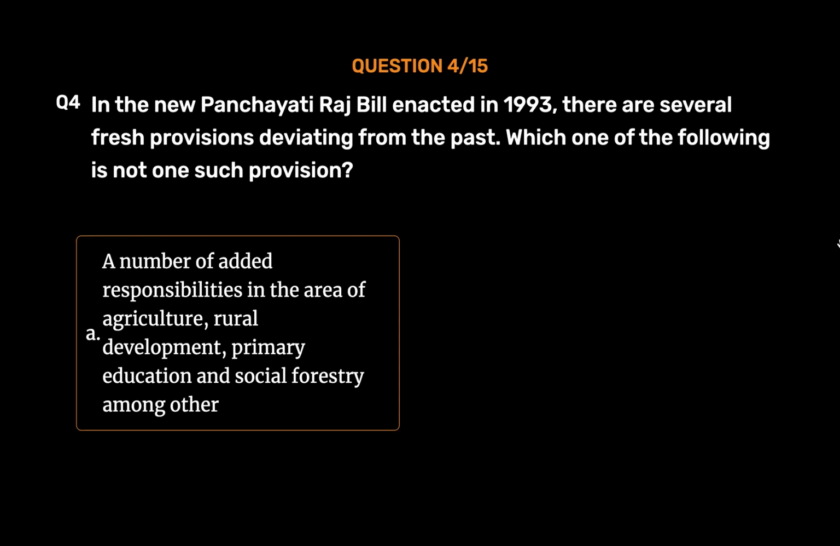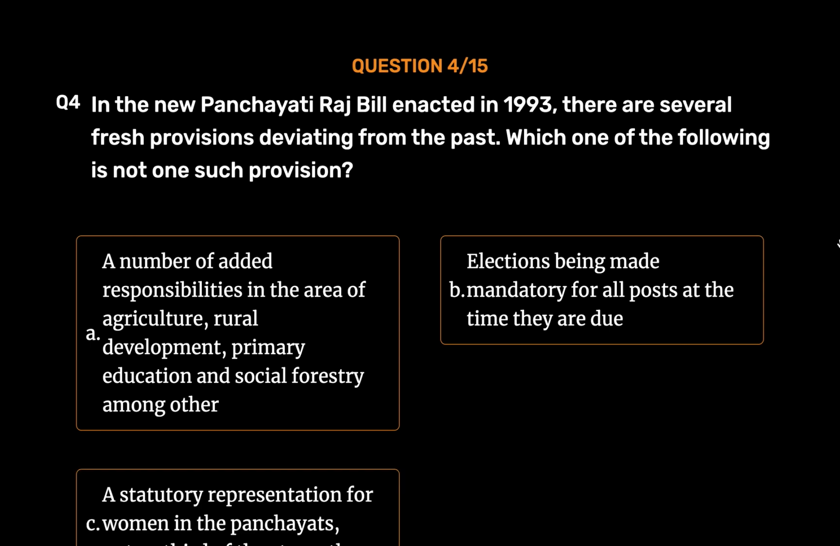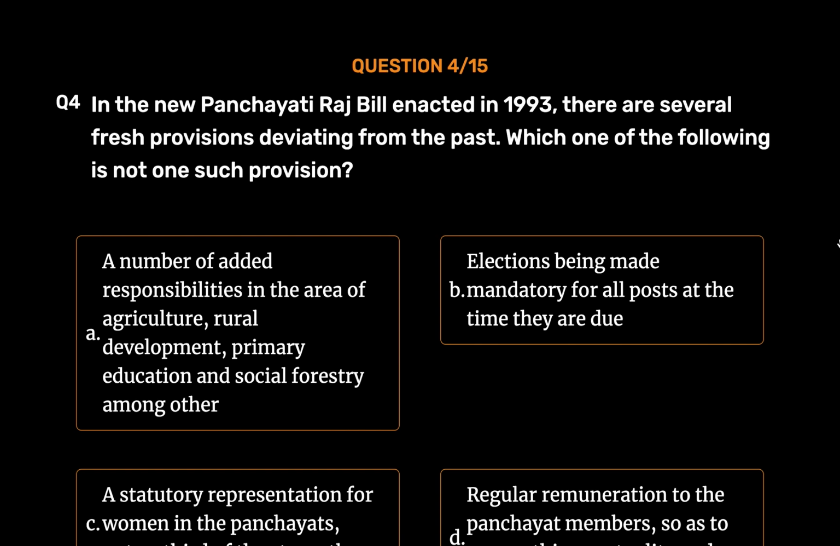Option A. A number of added responsibilities in the area of agriculture, rural development, primary education and social forestry among other. Option B. Elections being made mandatory for all posts at the time they are due. Option C. A statutory representation for women in the panchayats, up to 1/3 of the strength. Option D. Regular remuneration to the panchayat members, so as to ensure their punctuality and accountability.